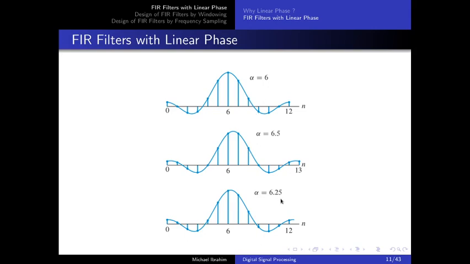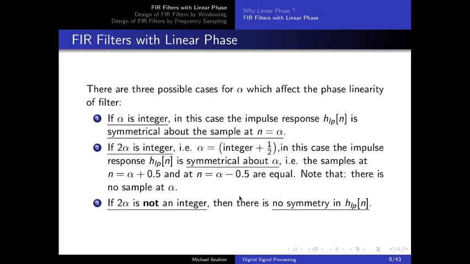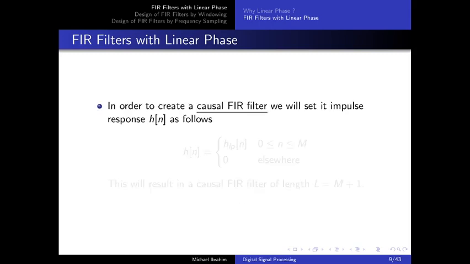But here, if alpha is 6.25, the peak is happening at 6.25, so the sample at 6 and the sample at 7 are not equal to each other. We have lost the symmetry. This is very important. Okay, so now let's go back to our problem which we had.